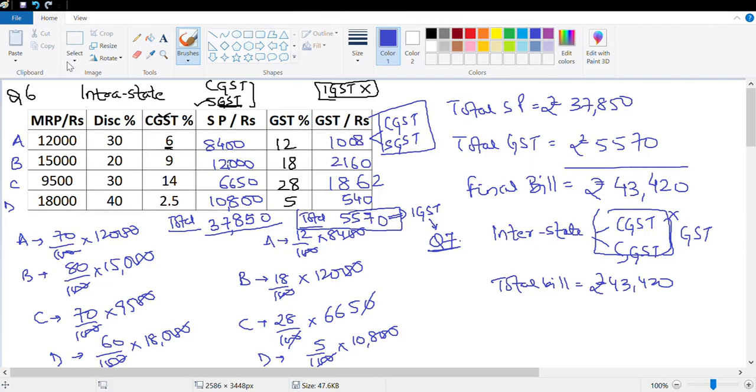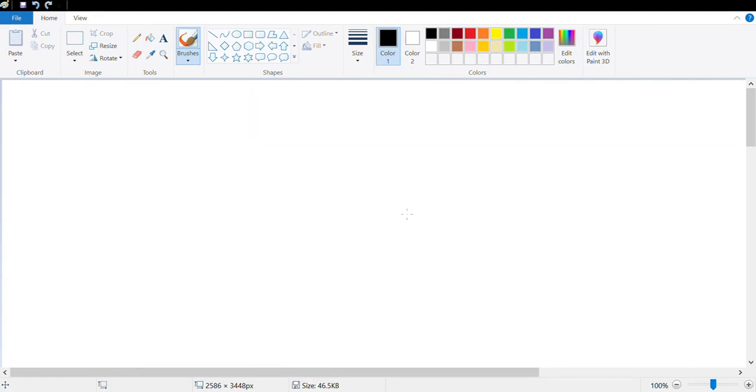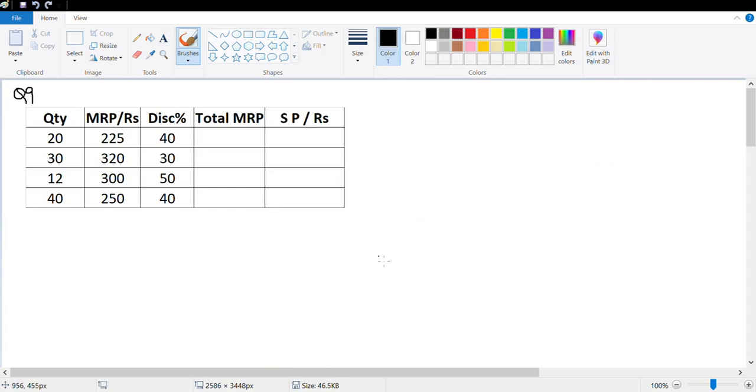Let's solve the next question, question number 9. Question 9 says, a national trading company in Meerut made the supply in UP. So Meerut to UP, again some geography required. So this is intra-state within UP. So what happens in intra-state? We have separate CGST and SGST.